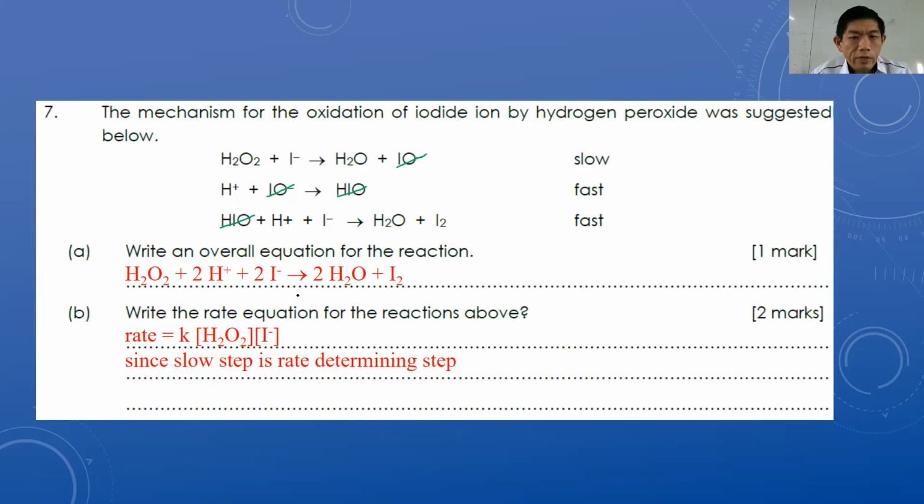B, write the rate equation for the reaction above. So you determine based on the slow step. The slow step in here is H2O2 times I minus. So rate is equal to K concentration of H2O2 power of 1, I minus power of 1. So why do you take this step? Because the slow step is the rate determining step.